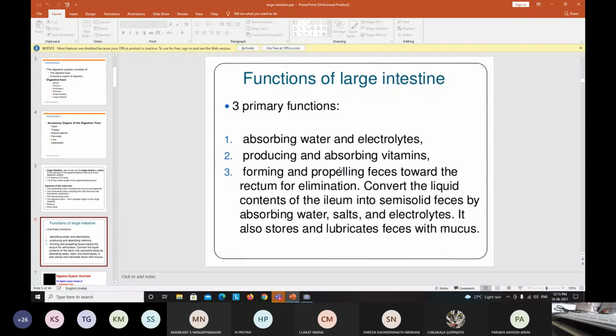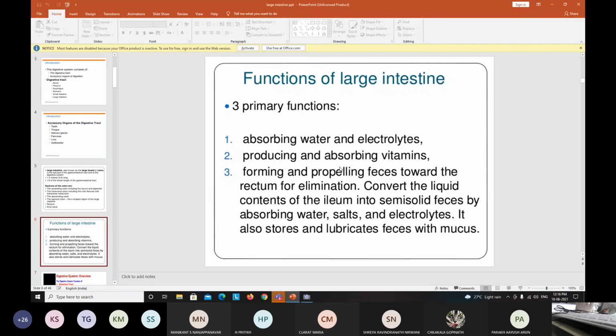Okay, sodium, potassium, chlorine. Then it produces and absorbs vitamins, as you know, vitamin B12, because of the presence of bacterial flora in the lumen. So it synthesizes or secretes vitamin B12. So one of its functions is producing and absorbing the vitamins.